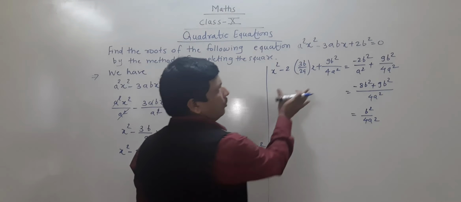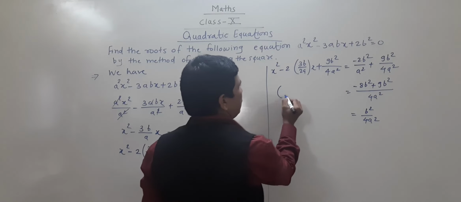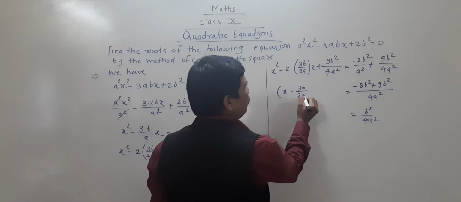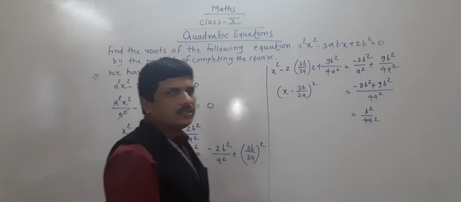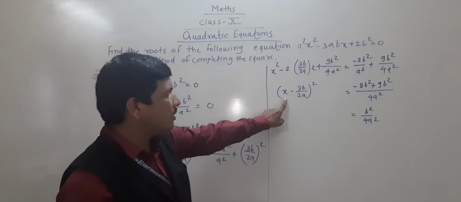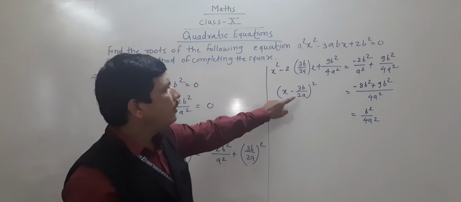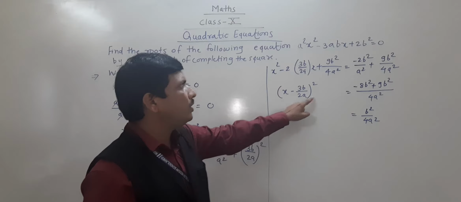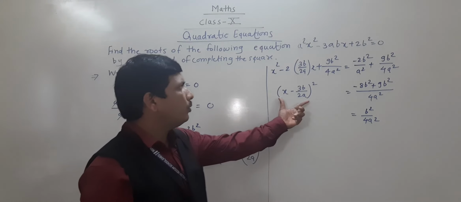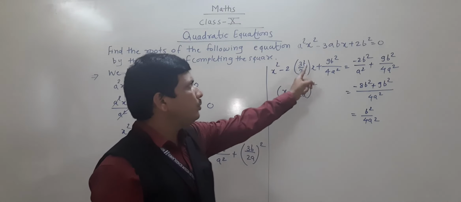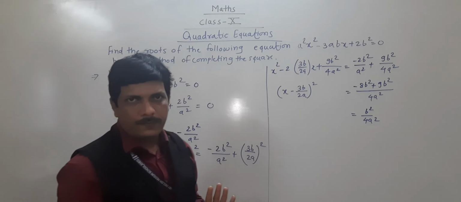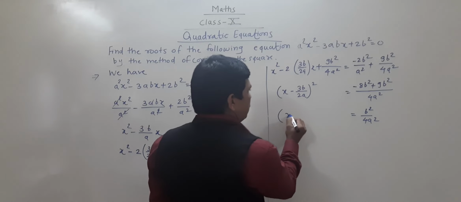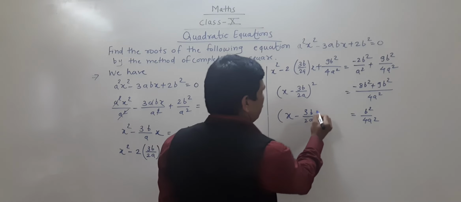Now what is the compact form of this? That we can write here x minus 3b upon 2a bracket square. See, you can check: x square plus 3b upon 2a square, 3b square is 9b square, 2a square will be 4a square. The product of these two, x into 3b upon 2a, it's twice. Okay, you can cross check your answer here. Now this same term I am taking here, 3b upon 2a bracket square.